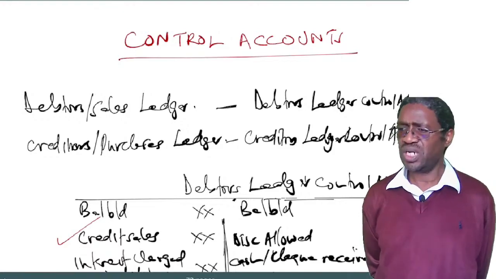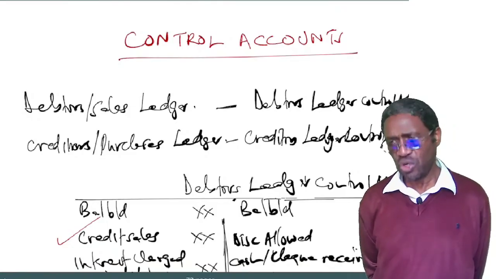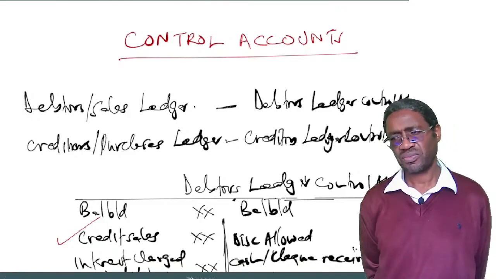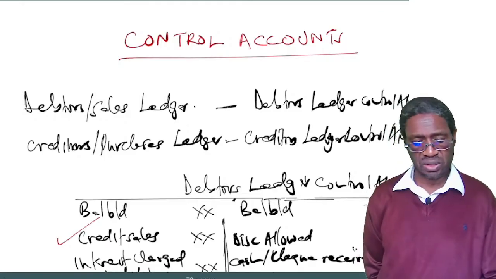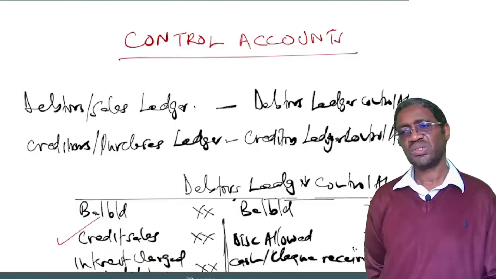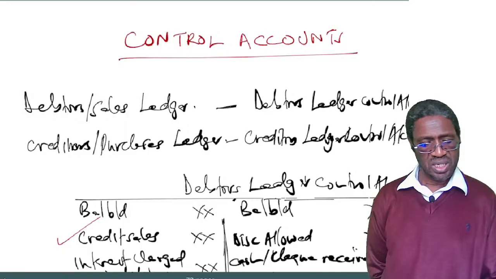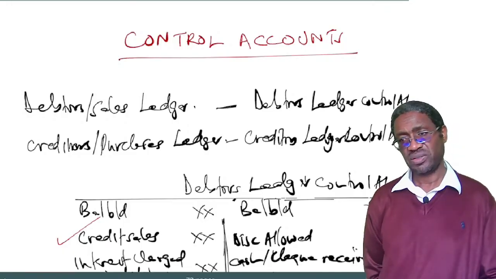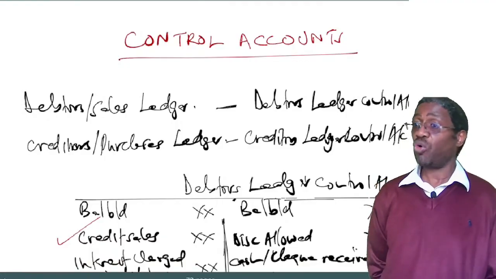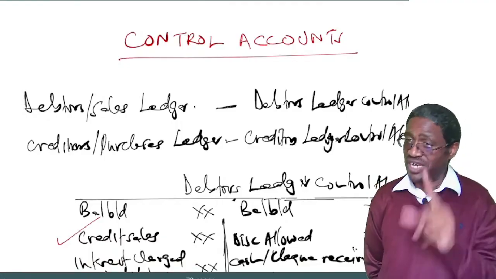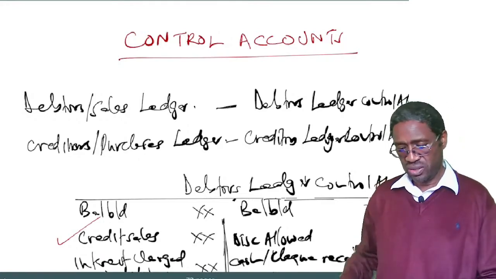Another paragraph. The following are the types of control accounts for debtors ledger and creditors ledger.